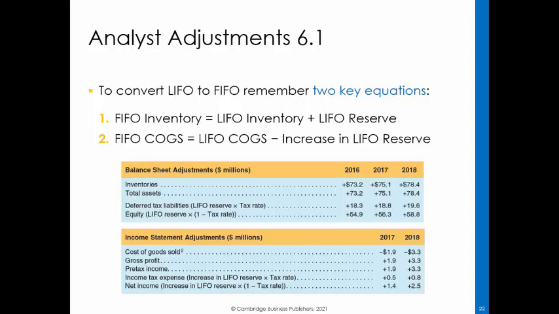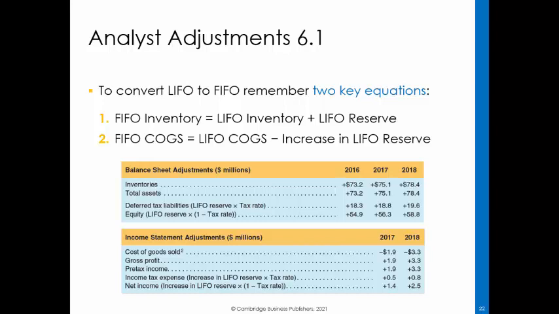We would also need to adjust the income statements by decreasing cost of goods sold for each year by the change in the LIFO reserves. For 2017, this would be $1.9 million, 75.1 minus 73.2. And for 2018, this would be $3.3 million, 78.4 minus 75.1. The decrease in cost of goods sold would increase gross profit and pre-tax income.